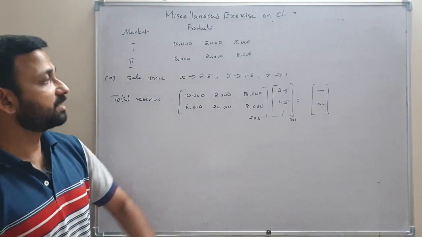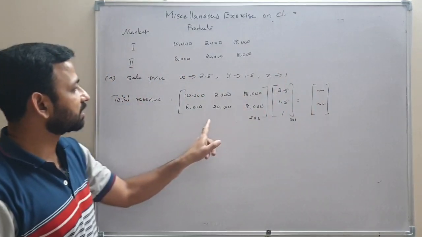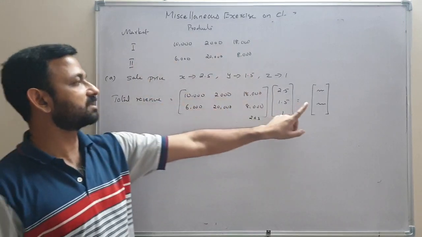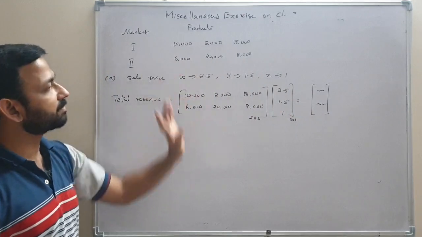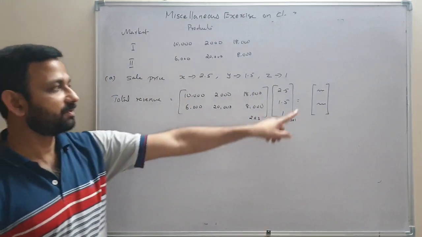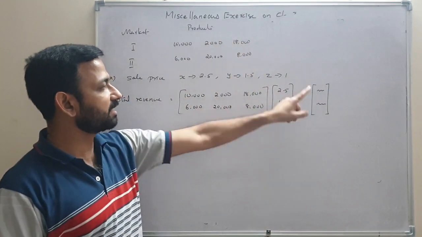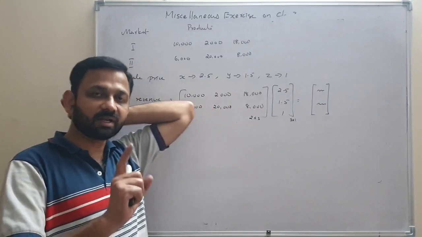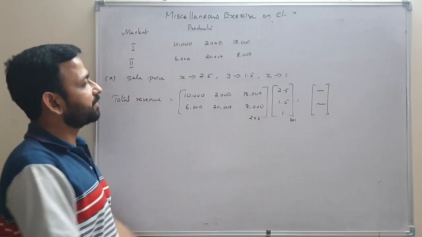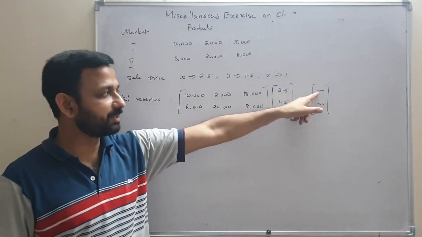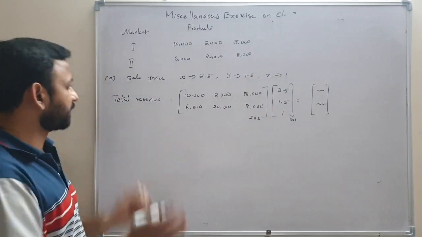Here the first number is the total revenue from market 1 and the second number is the total revenue from market 2. The multiplication is very simple, you can do it by yourself. We will get 2 numbers. So that is the first part.